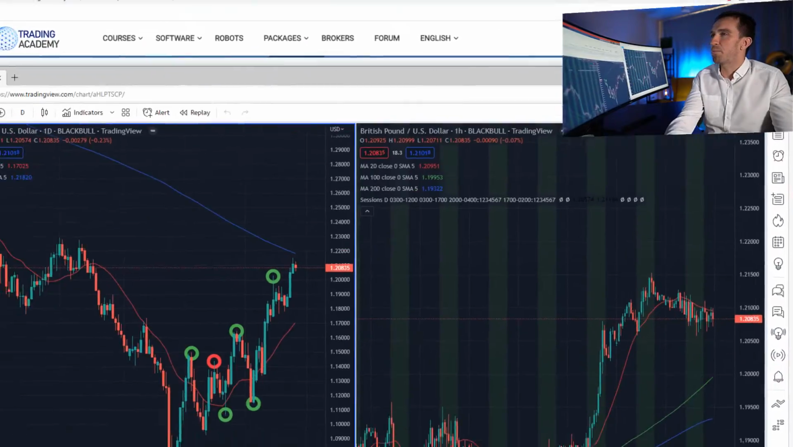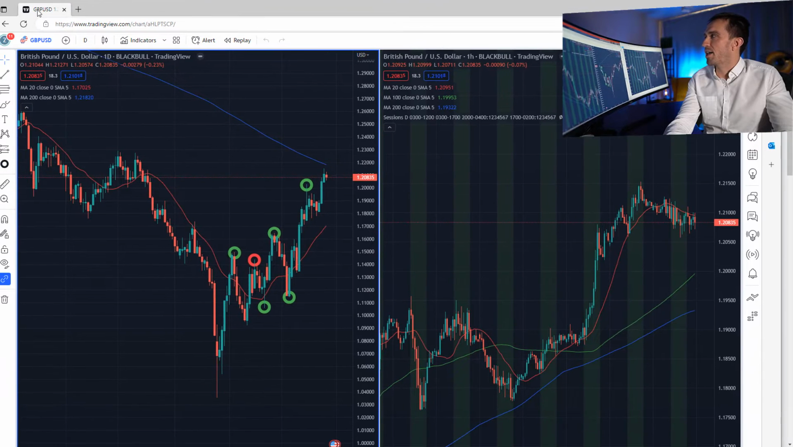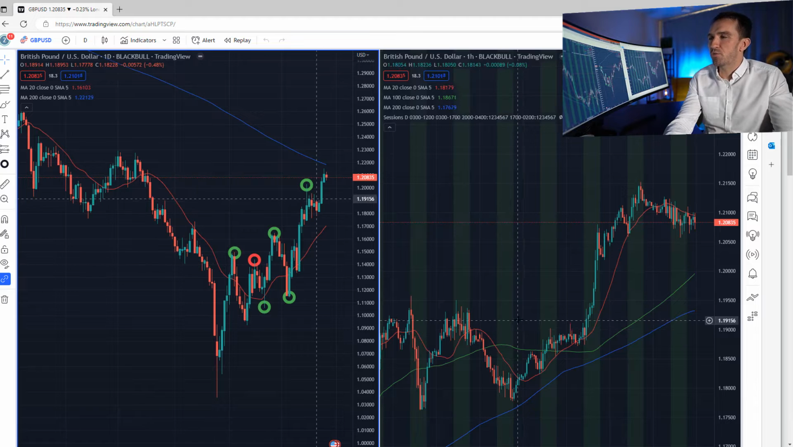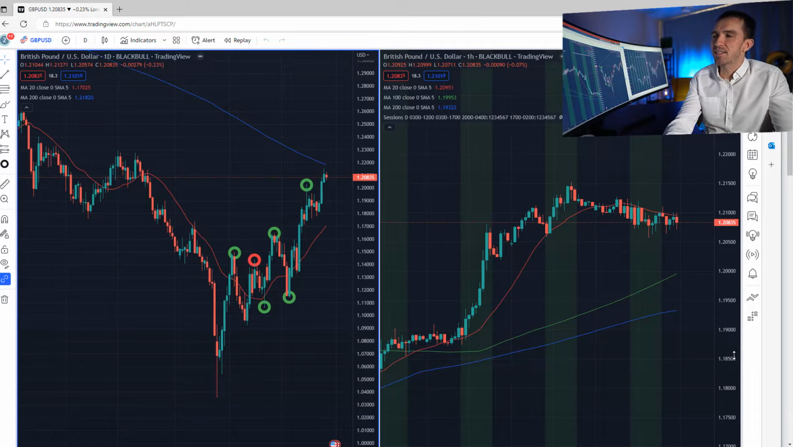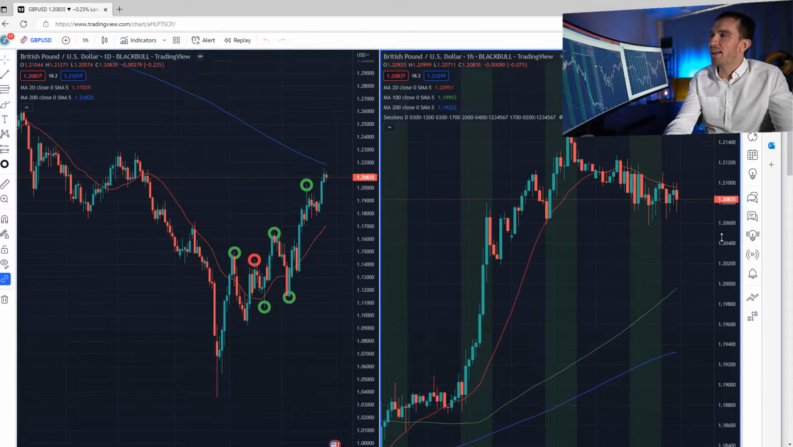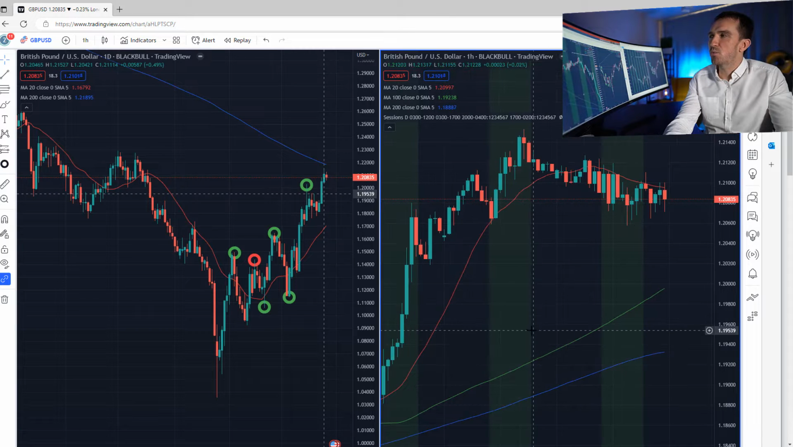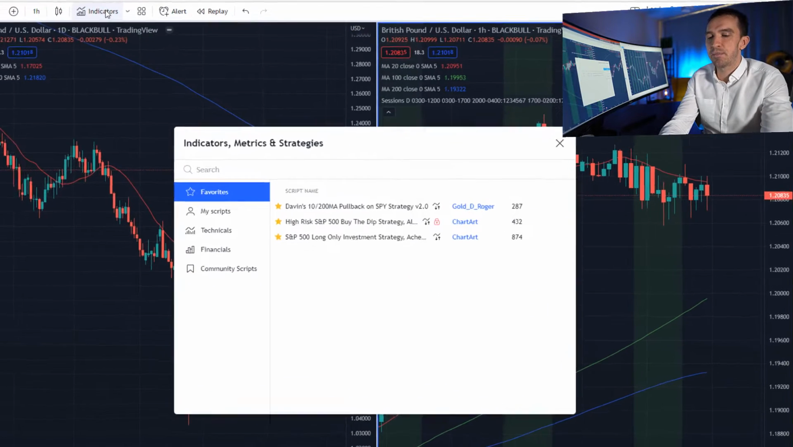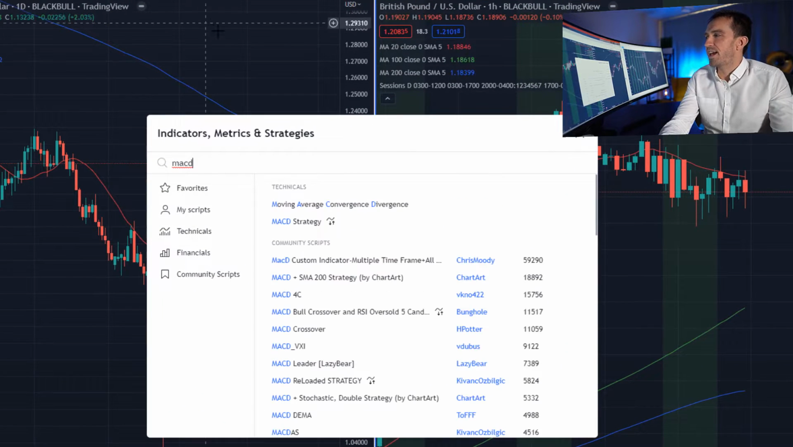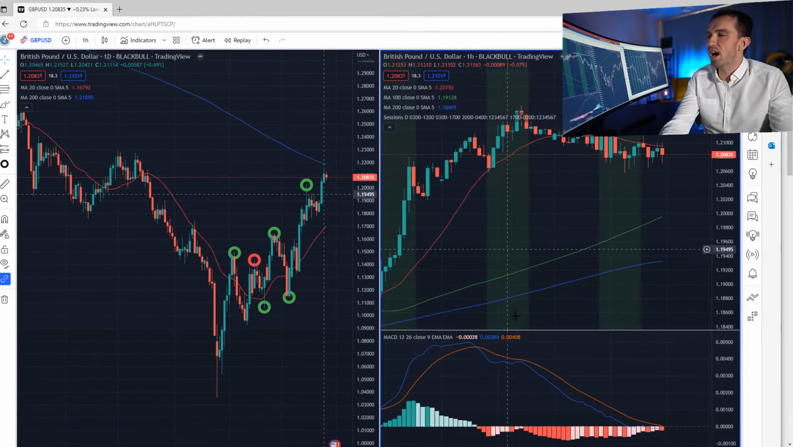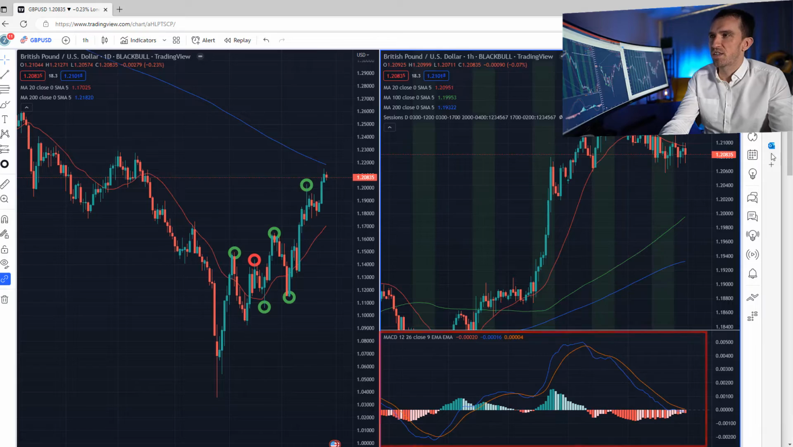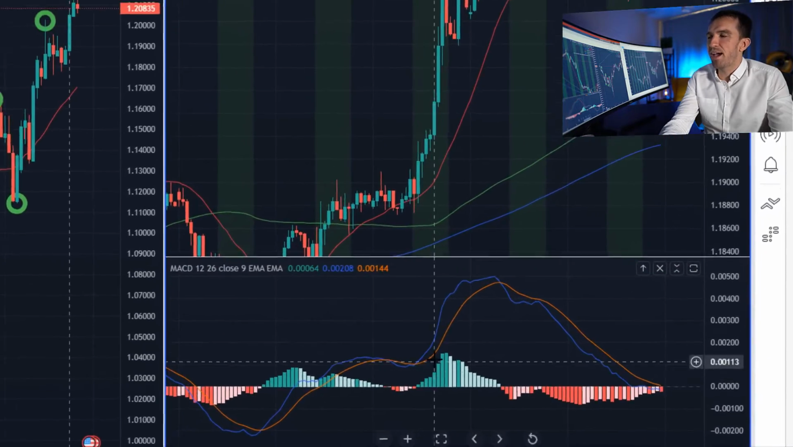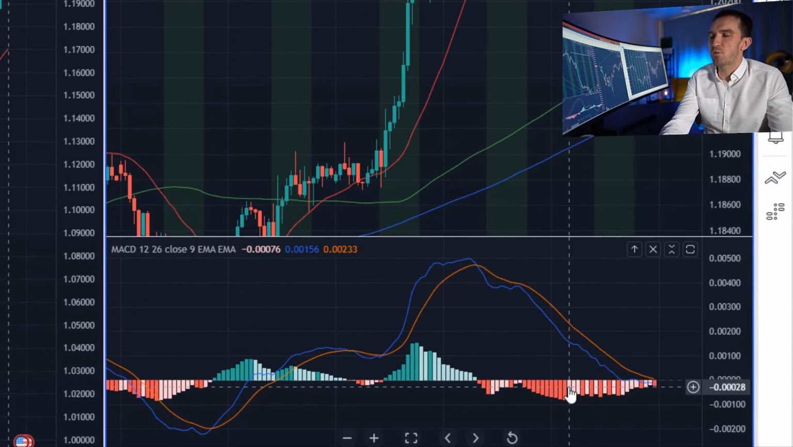So let me bring the pound dollar on my recording screen, and on the left side I have the daily chart where I follow the big trend, but on the right side I look at the smaller time frames, and right here I have the hourly chart with 3 moving averages. What I will do, I will add the MACD indicator, and that is the moving average convergence divergence. If I click on that, you will see how it is displayed below the chart. We have 2 lines and we have those green and red bars.